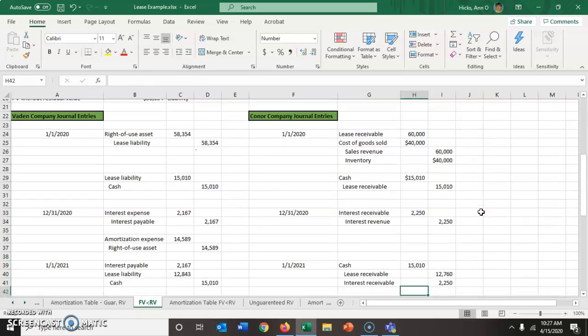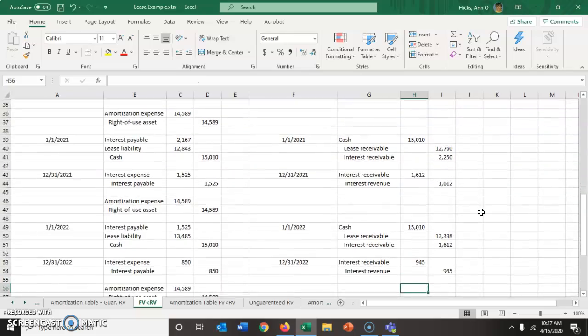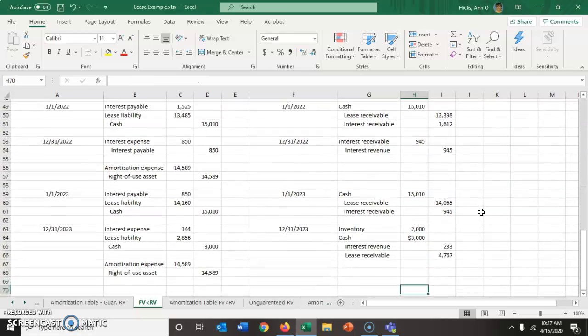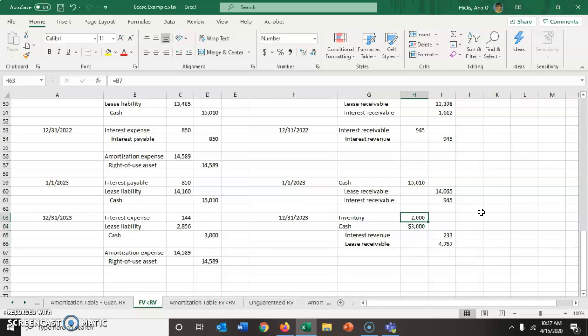So we keep going. Again, no entries are any different until we get to the end of the lease. And the only difference you'll notice is that in the previous example, they debited inventory for the full $5,000, credited interest revenue, and credited lease receivable. In this scenario, the inventory is not worth $5,000, so they'll debit inventory for the $2,000 value and then debit cash for the cash payment that they are receiving from the lessee. That's really the only difference for the lessor between this example and the previous example.